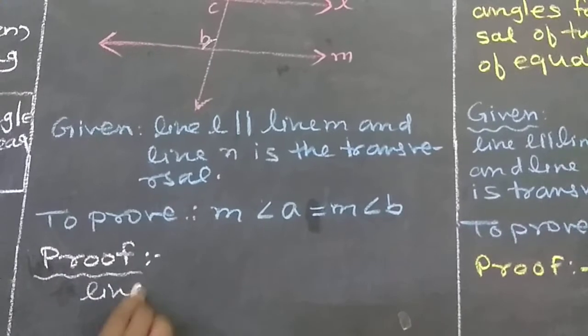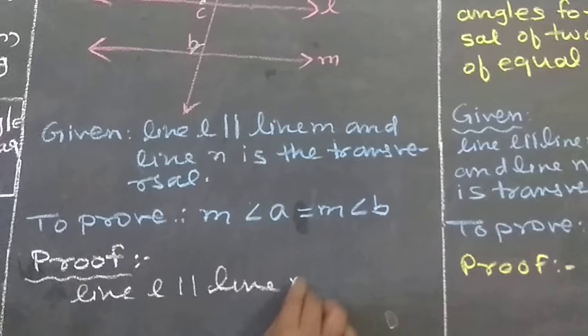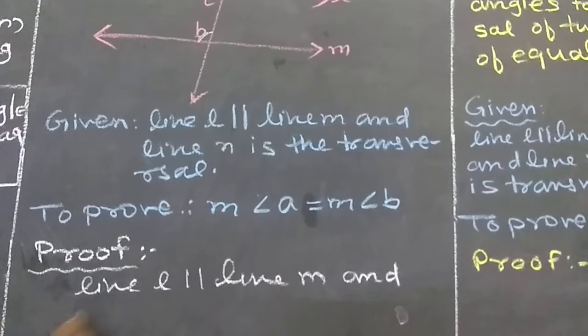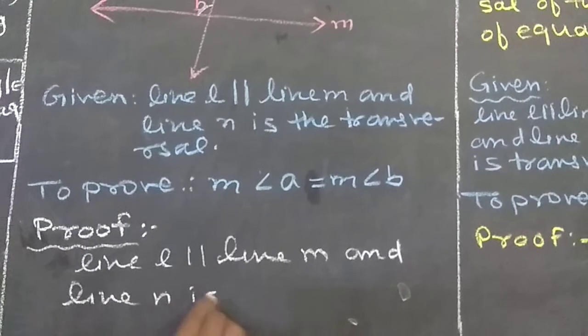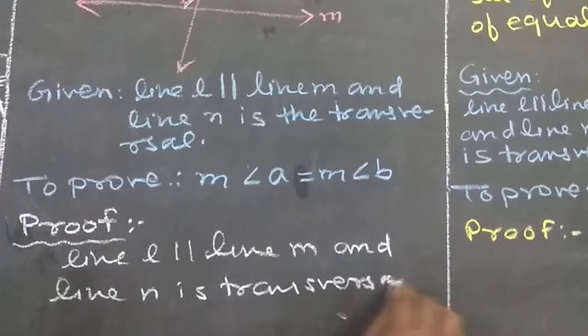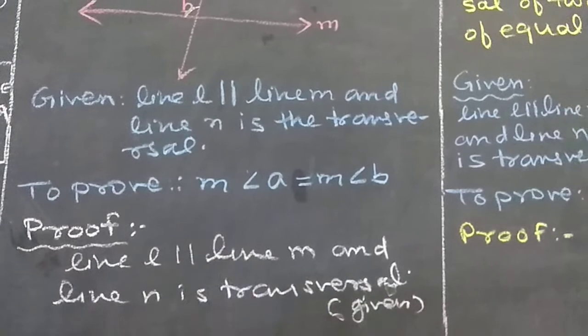Line L parallel line M and line N is transversal. It is already given in the question. ये क्वेश्चन में हमको दे ही रखा है.